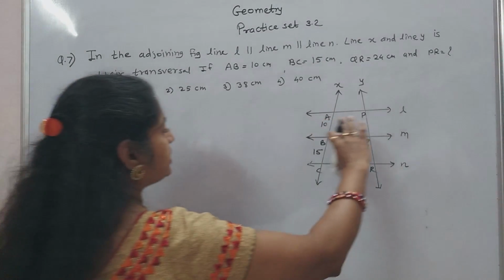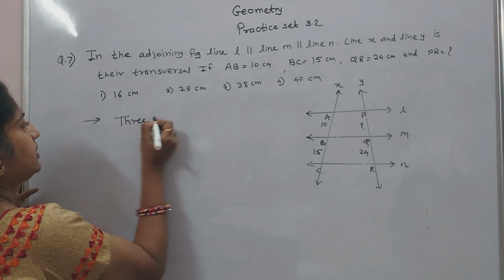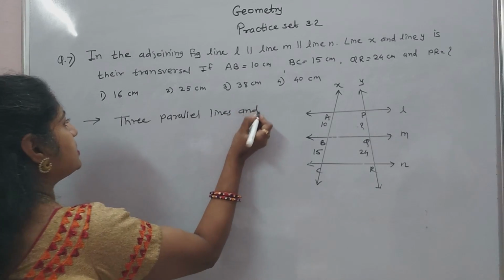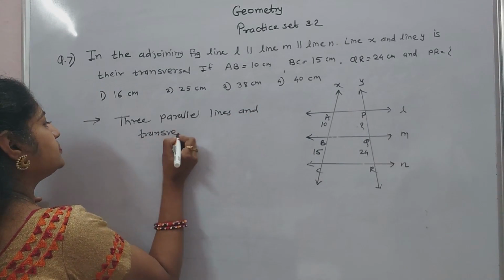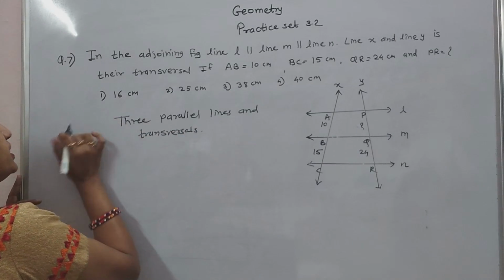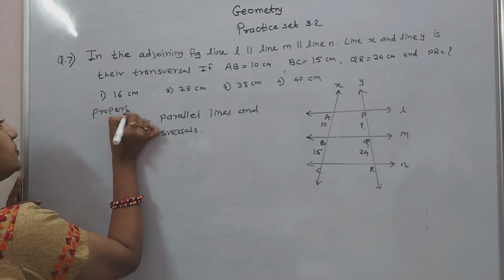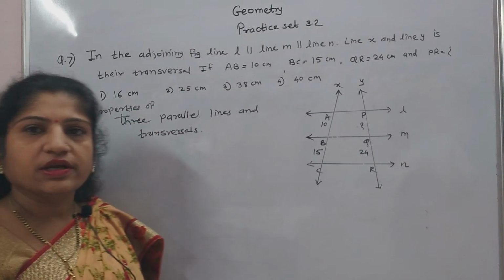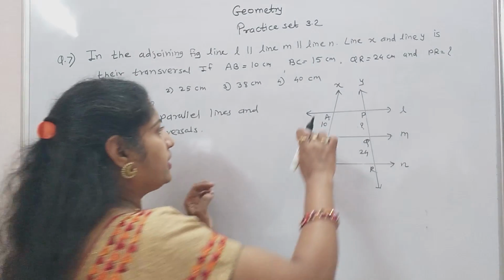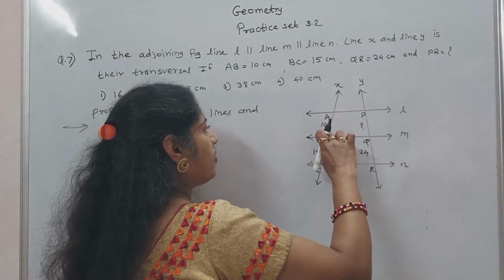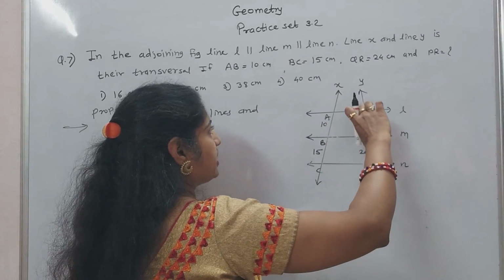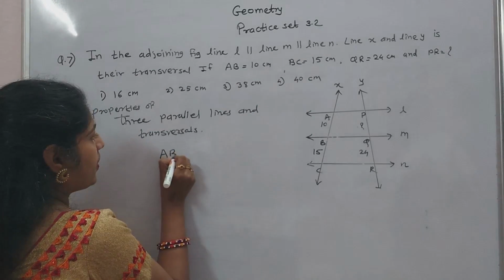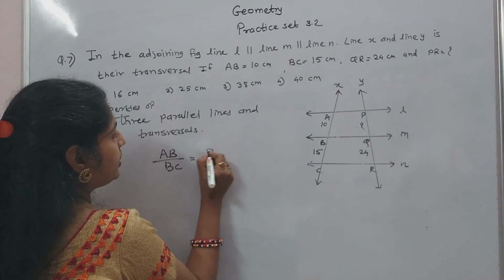Now here are the three parallel lines and transversals. Properties of three parallel lines and transversal. Now what is that property? The ratio of the intercepts made by one transversal equals the ratio of the intercepts made by the other transversal. That is AB upon BC equals PQ upon QR.